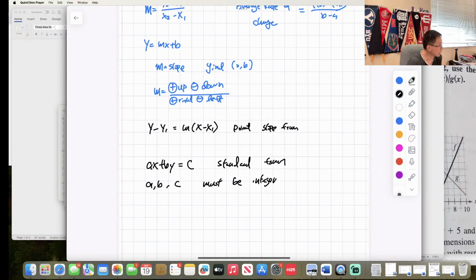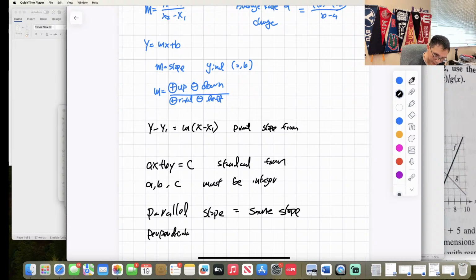Also, the stuff that's going to be on your SAT: parallel slope means what? How to spell parallel? P-A-R-A-L-L-E-L. Parallel slope means what? Same slope. And perpendicular slope is equal to what? What's perpendicular slope? Two words represent perpendicular slope.